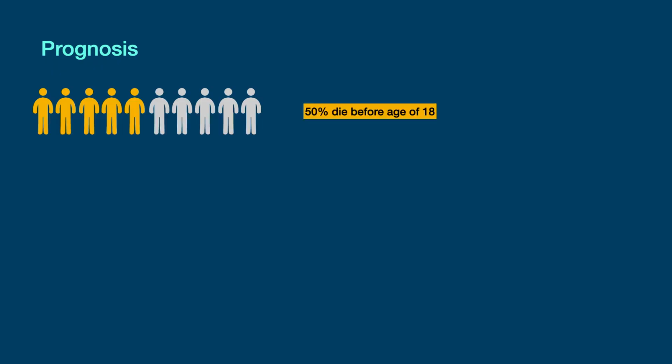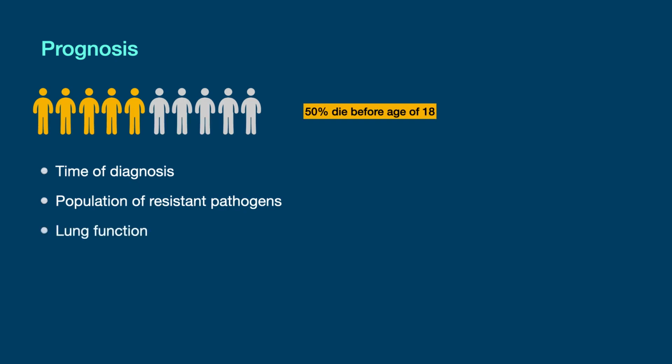Patients diagnosed with cystic fibrosis live to an age of 30 to 40 years when treated optimally, although 50% of patients die before the age of 18 from respiratory failure. The prognosis depends on several factors, which are time of diagnosis, population of resistant pathogens, lung function, complications, and pregnancy. Women suffering from cystic fibrosis are fertile in contrast to men. The CFTR allele is passed on from the mother to the fetus. The child is therefore at a 1 to 50 risk of falling ill with cystic fibrosis.